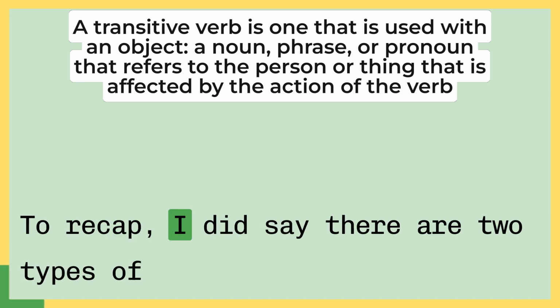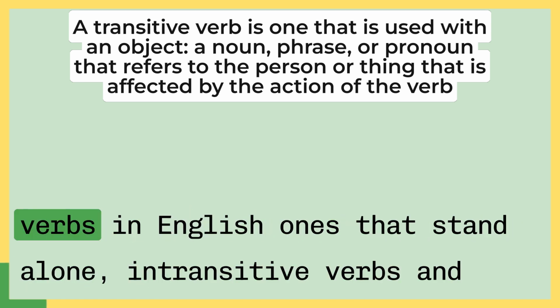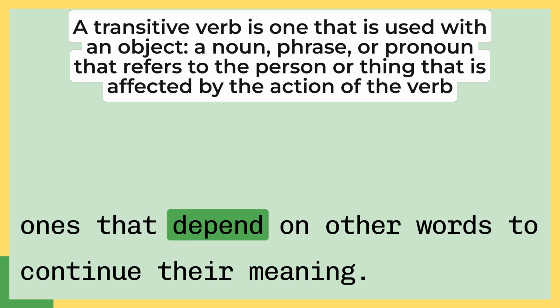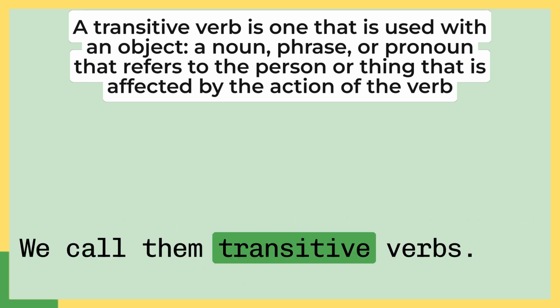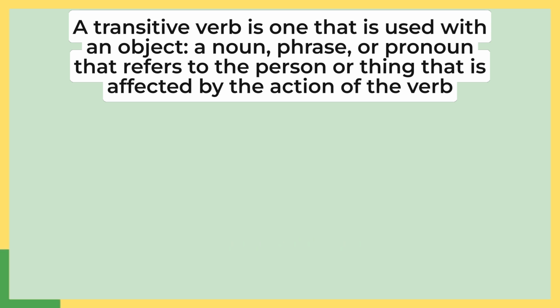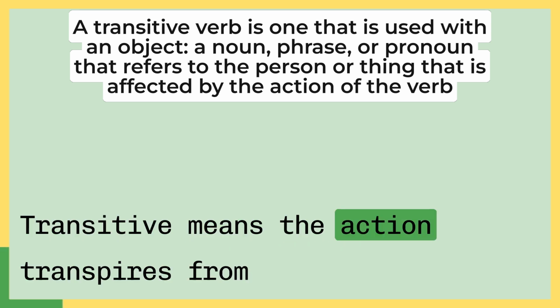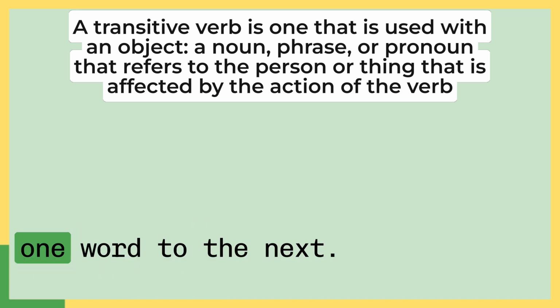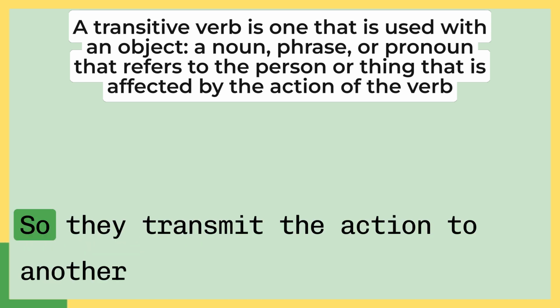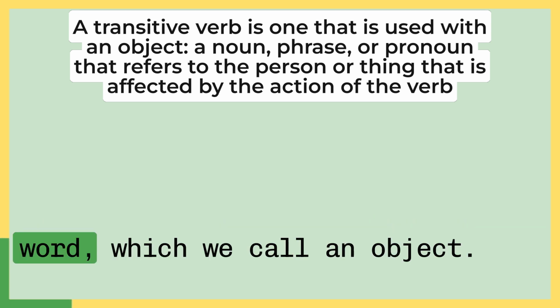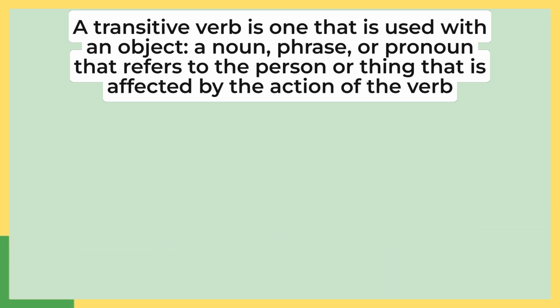To recap, I did say there are two types of verbs in English: ones that stand alone, intransitive verbs, and ones that depend on other words to continue their meaning. We call them transitive verbs. Transitive means the action transpires from one word to the next. So they transmit the action to another word, which we call an object.